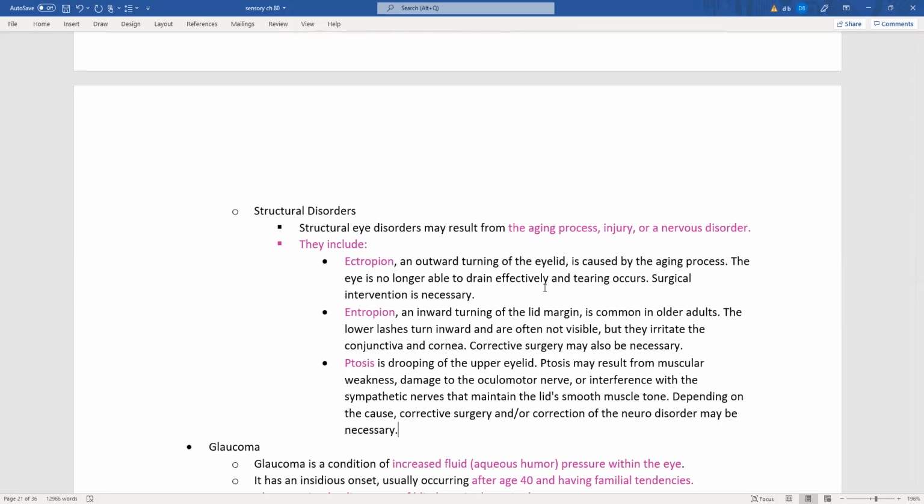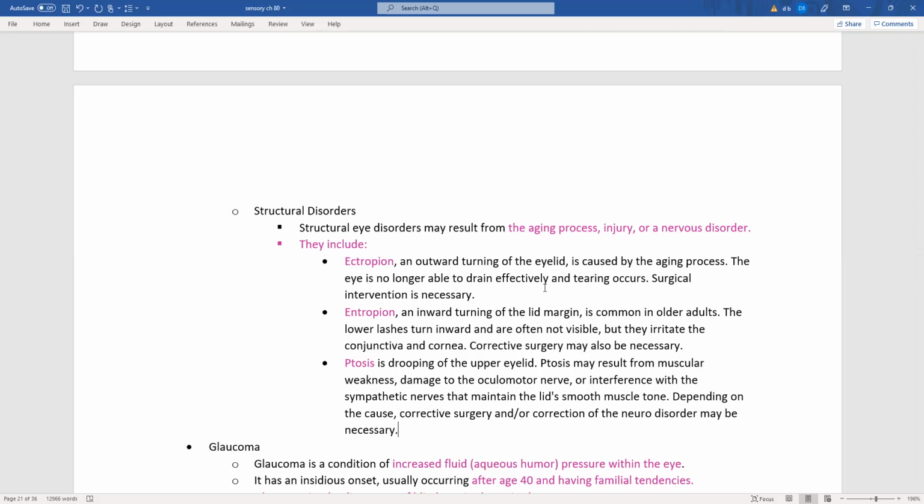The eye is no longer able to drain effectively, and tearing occurs. Surgical intervention is necessary. Okay. Then you got entropion. Entropion is inward. An inward turn of the lid margin is common in older folks. The lower lashes turn inward and are often not visible, but they irritate the conjunctiva and cornea.